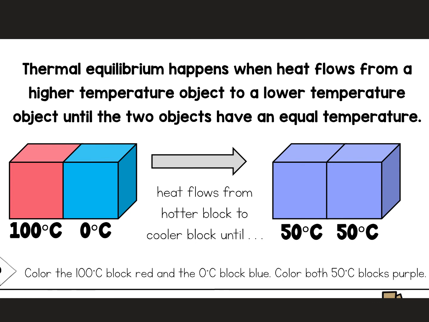So the heat is going to flow from the hotter object to the colder object until the two reach equilibrium, which means they have the same temperature. In this case, because both blocks are the same size and they have the same number of particles, the temperature is going to end up halfway between the two.